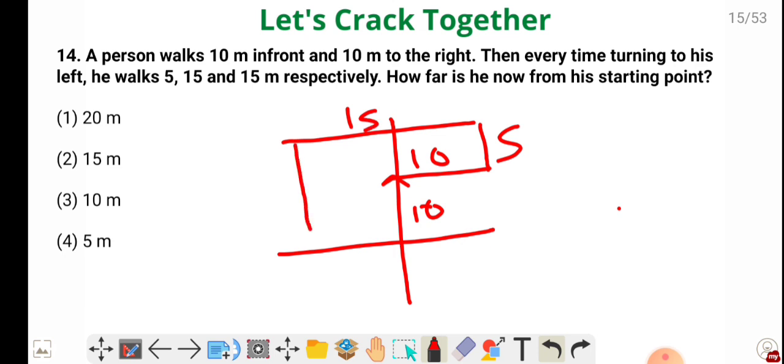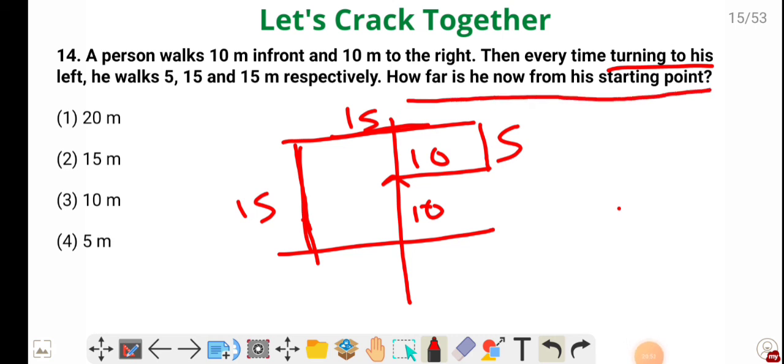Then every time turning to his left, he walks to the left. Now the question is how far he is from his starting point. So this is the starting point, and we have to find the distance between the starting point and the last point.